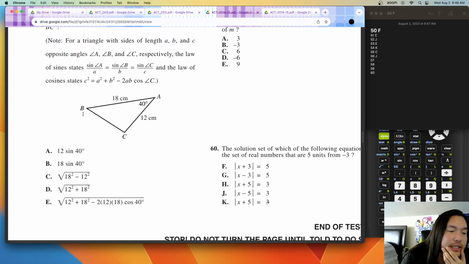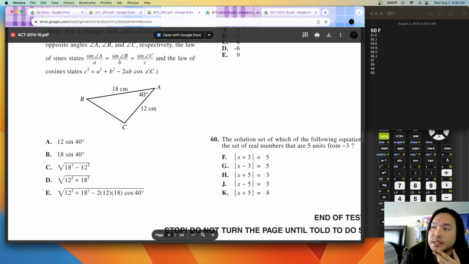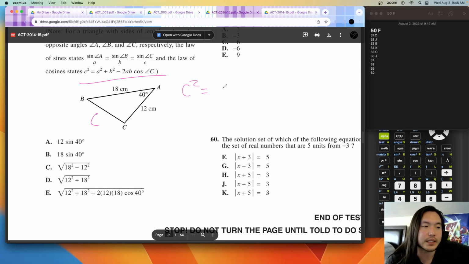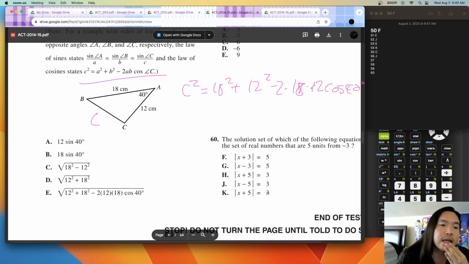They're asking for BC. So here, you can just directly, I showed you this a couple times. Hopefully it'll be a little bit more clear this time, right? So let's just call this C. We can use this equation, they gave it to us. So c squared is equal to 18 squared plus 12 squared minus 2 times 18 times 12 cosine 40 degrees. And here, you don't even need to plug it into the calculator. They just want you to plug it into the equation and take the square root of both sides.